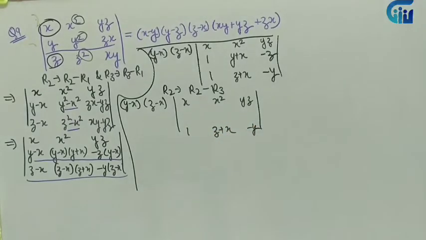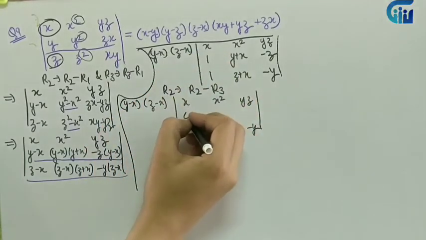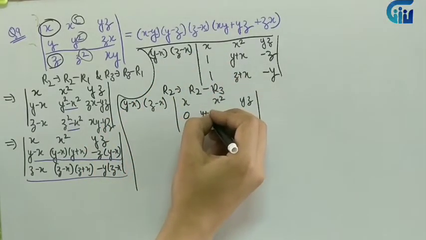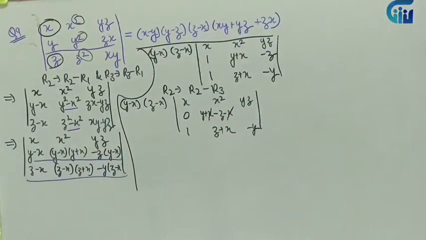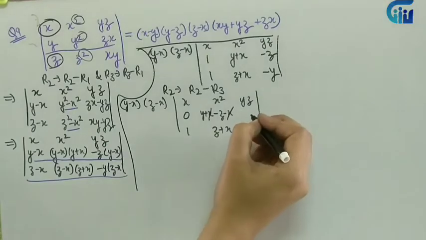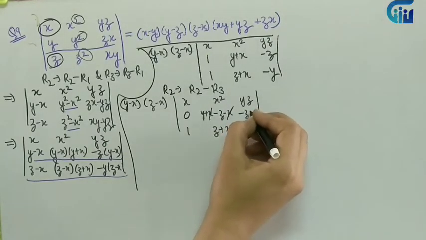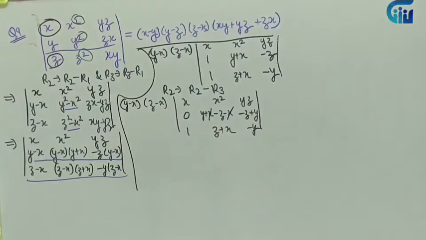So now we have to focus on R2. So 1 minus 1, I will get 0. y plus x minus z minus x. So x and x will get cancelled. I will get y minus z. Similarly, this is minus z minus minus y, which will be plus y. So I am getting y minus z. So again I can take y minus z common from R2. So what did I say? Before expanding, try to take as much common as you can.